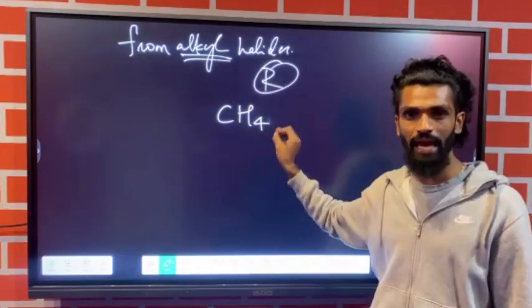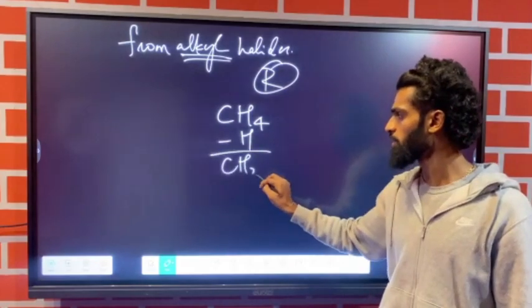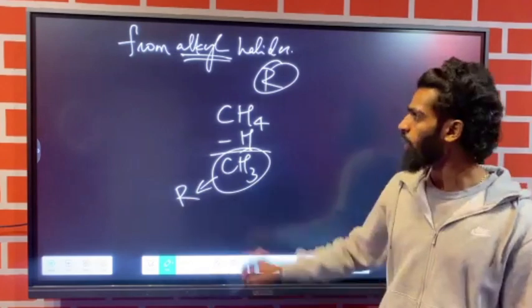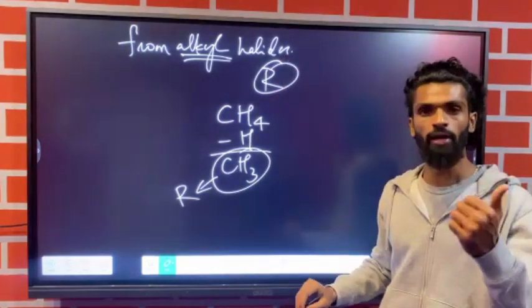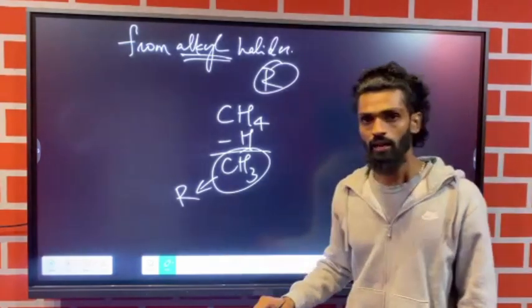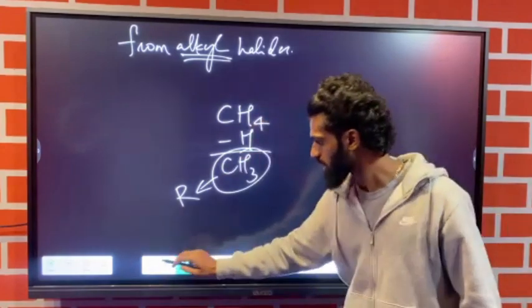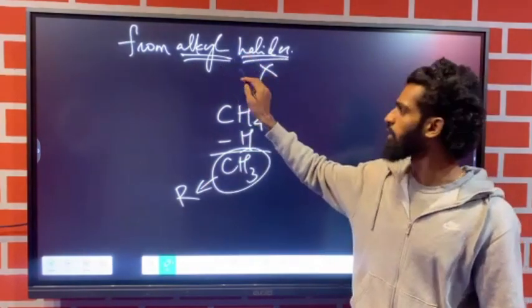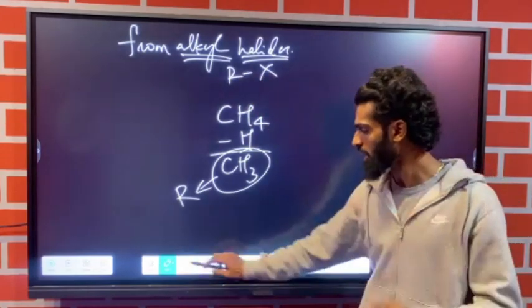From this alkane, take off 1 hydrogen. What is remaining? CH3 remains. This is called alkyl. Now, halide, everybody knows. Halogens: fluorine, chlorine, bromine, iodine, all these are halides. If I combine both of them together, it will look like this. Halogen, we usually represent using X. Alkyl, R. So it is called RX. R is alkyl, X is halide: alkyl halide.